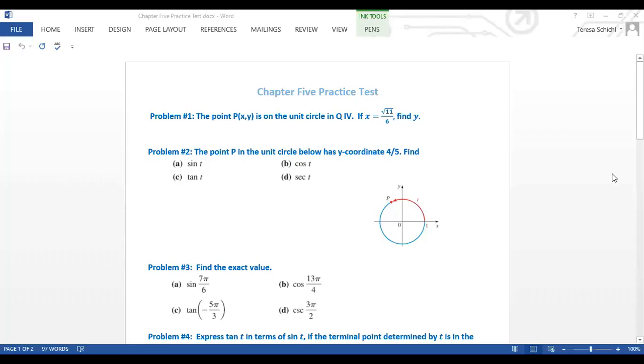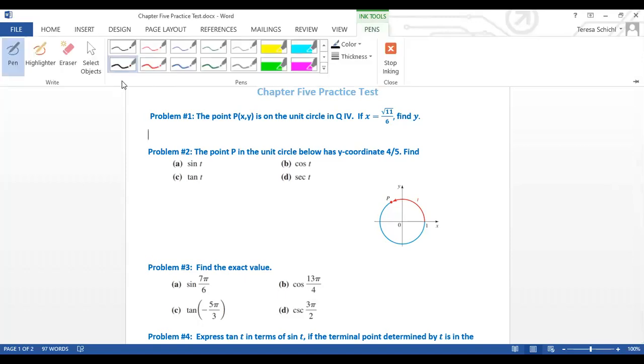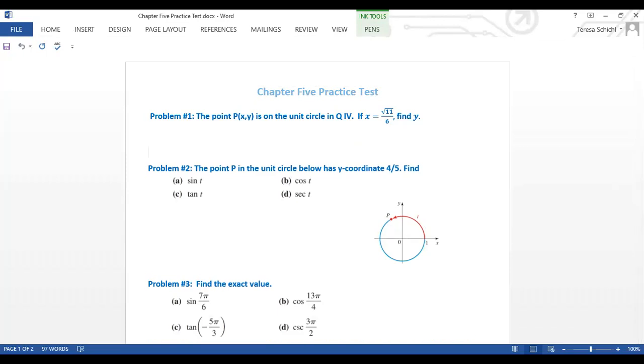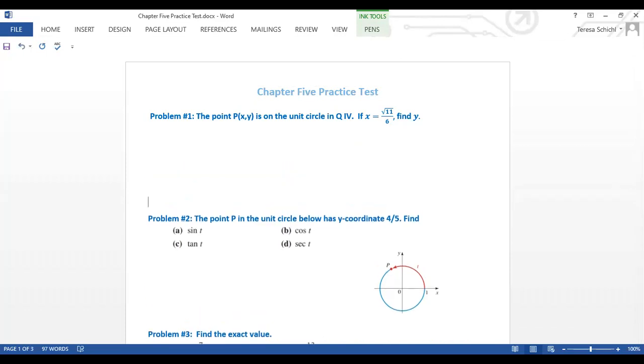Okay, and let me go there and find the practice test here. Okay, so now let's take a look here. For the first problem here, let me give a little bit more space here. All right, so now let's take a look here.